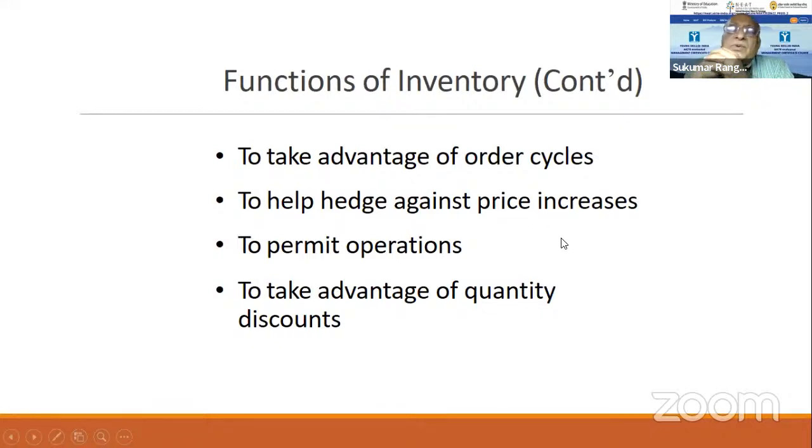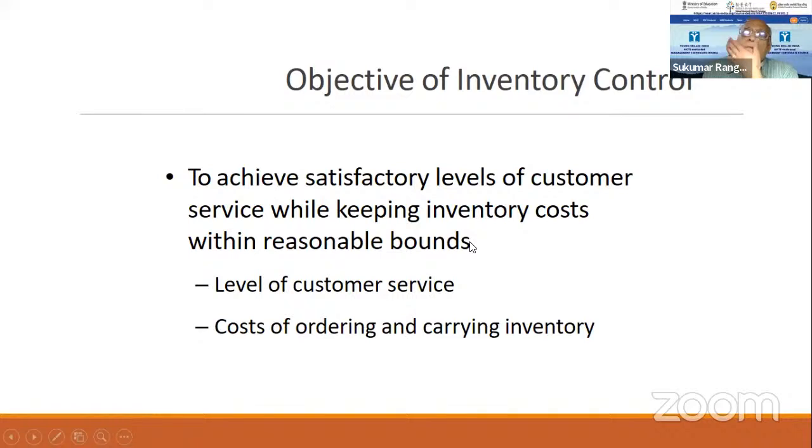Functions of inventory is to take advantage of order cycles, to help price increases, to permit operations, and to take advantage of quantity discounts. This is mostly for finished goods, which we say. Objectives of inventory control: to achieve satisfactory levels of customer service while keeping inventory costs within reasonable bounds.